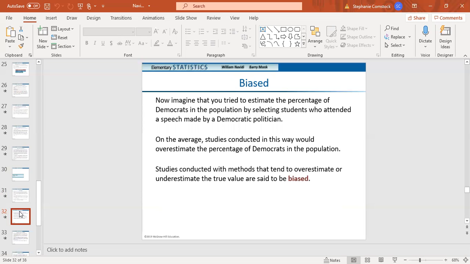And some biases we can help manage. Some biases we're not going to be able to. So bias is going to be whenever something is overestimated or underestimated, okay?